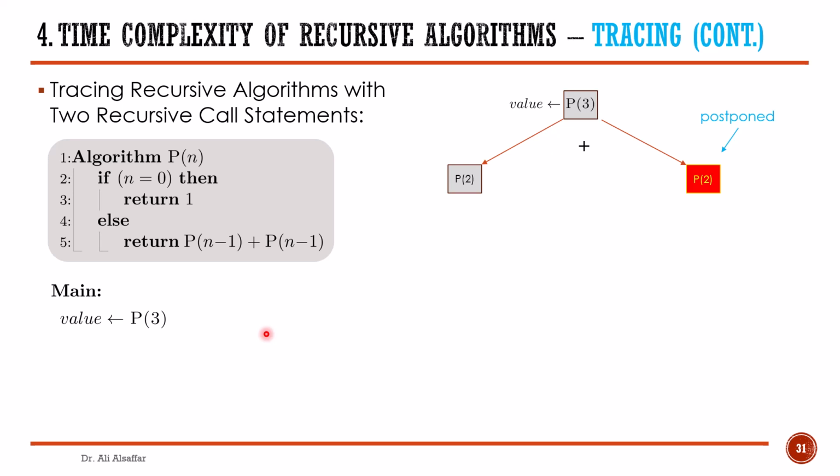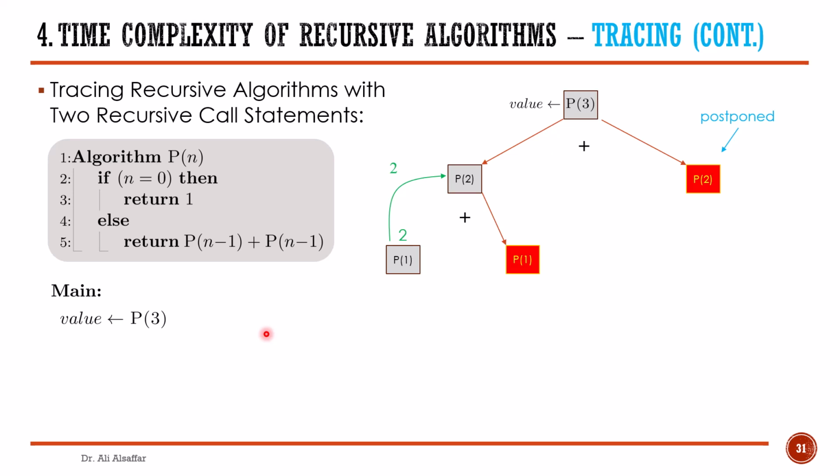In the beginning, P3 will call P2, and P2 will call P1, and P1 will call P0 and return 1. Now going back to P1, the algorithm needs to execute the right call P0. Executing the right call P0 is considered a repetition of the left call, because both return 1 to their parent, which is P1. In this case, we say that there is overlap between the two calls and their execution is repeated.